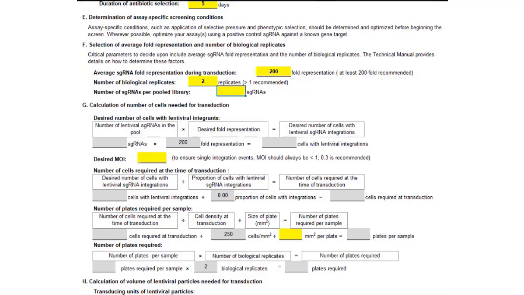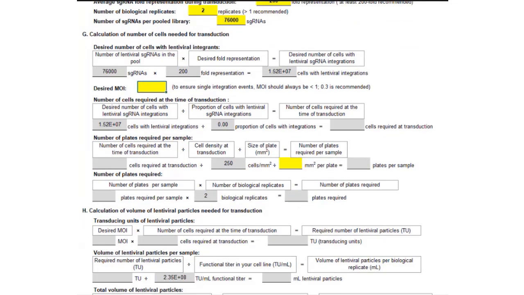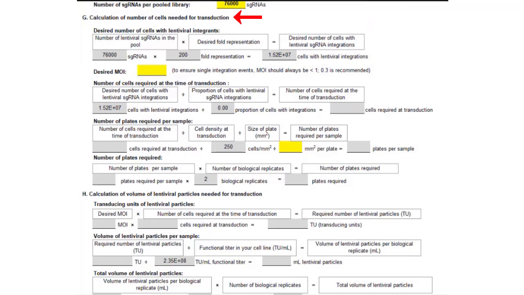And we can look into the details of our pooled library to determine the number of sgRNAs. For our example library, let's say we have a whole genome library with one pool of 76,000 sgRNAs, and we want to achieve a 200-fold representation. Next, we determine the optimal number of cells for transduction. With 76,000 sgRNAs and a 200-fold representation, the tool calculates the number of cells we will need with lentiviral integrations.